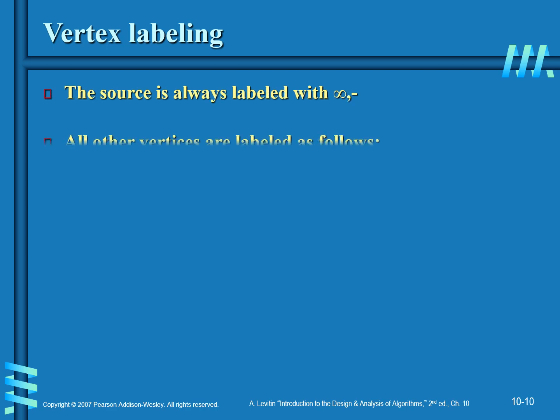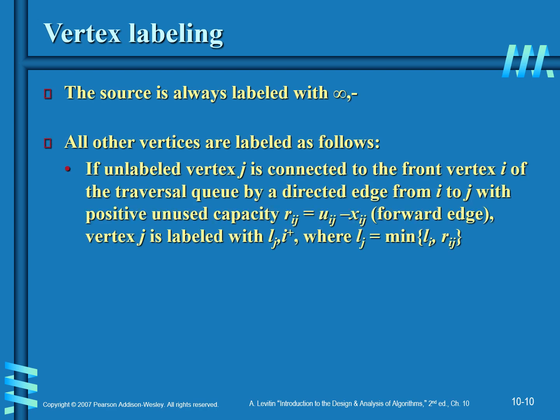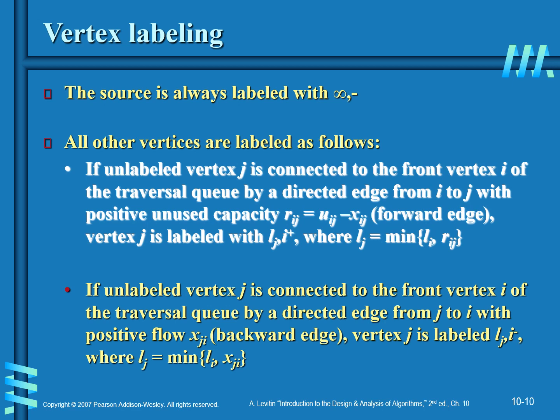So now we'll discuss how to label this. First, you always have to label the source vertex with infinity, comma, minus. Infinity means the source is a vertex which doesn't have any incoming flow, so the first part of the label is infinity. The second part indicates from which vertex the flow is entering. Since it is the starting vertex, there is nothing.